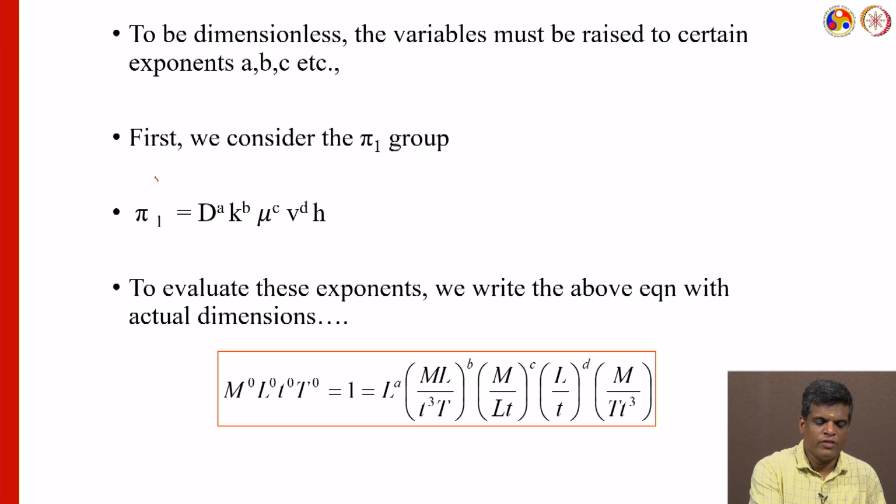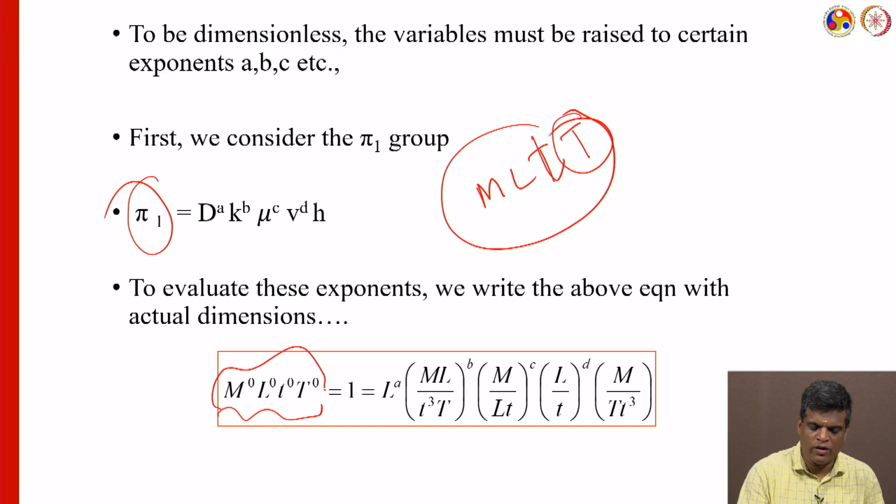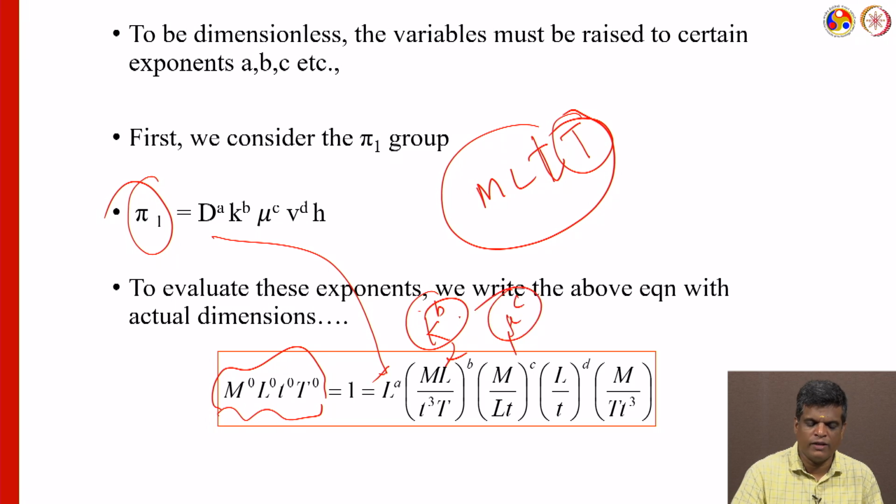In the same way we write the dimensions, but the previous problem had only 3, M, L, T, while here there is an extra one, temperature T. So once you introduce this, the first one is for diameter L, then thermal conductivity K power B, then viscosity mu power C, then velocity V power D, and the last is H, the heat transfer coefficient.